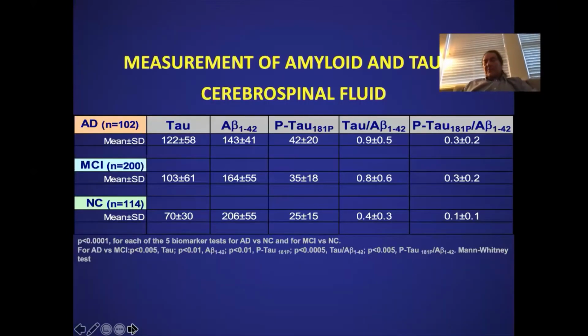This shows some results of the amyloid and tau in the cerebrospinal fluid. And the normal controls are down here at the bottom. If you look at the amyloid level in the normal controls, you see it's 206. It drops to 164 in the MCI and drops to 143 in the dementia population, whereas tau levels go up. So it's interesting, as amyloid levels in the brain go up with amyloid PET, the amyloid levels in the CSF drop because it's thought that the A beta 42 is sticking to the plaques in the brain, whereas the tau levels go up as there's more tau.